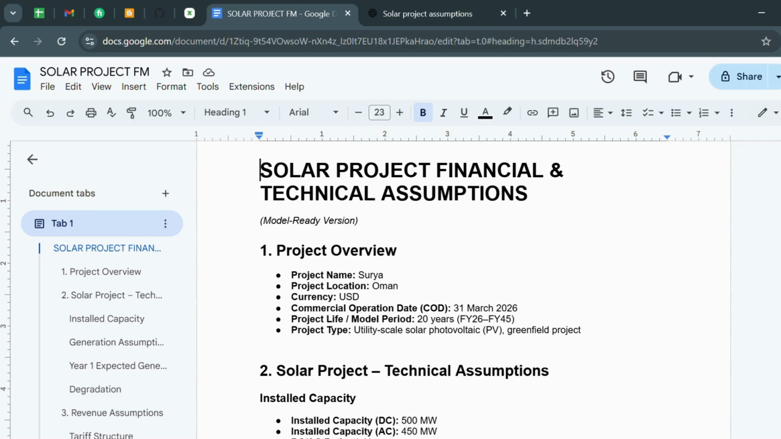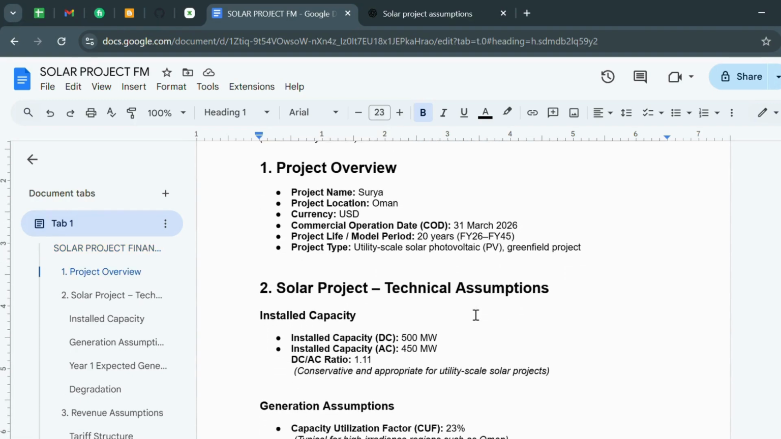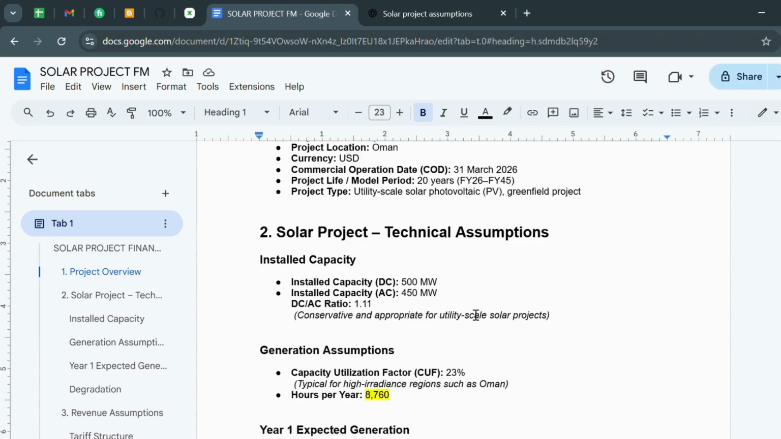Okay, so let's move on to the notes: solar project financial and technical assumptions. Keeping in mind that we want to make a full-fledged financial model, I have included everything in this, and what I have not included, I have just made 0, so that if somebody is using it and they have those technicalities, they can put that figure in place of that 0. Project overview: the name is Surya. We are an Indian entity, but we are setting it up in Oman, so we just take a global currency like USD. We have COD, the project life is 20 years, and the project type is PV, greenfield project.